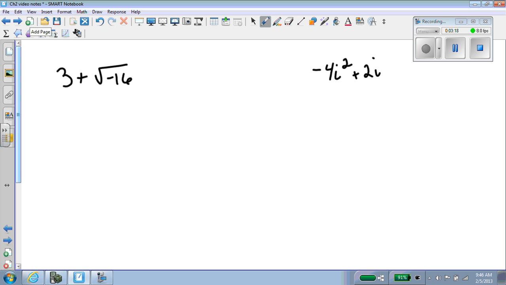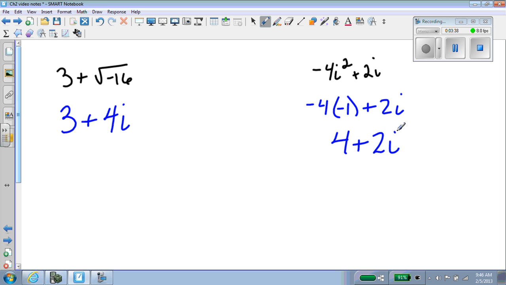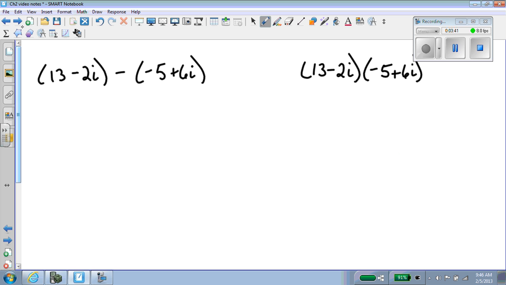Okay, so let's work some problems. The directions might say simplify. So this would be 3 plus square root of -16, so 4i. This would be -4 times i squared, which is -1, plus 2i. So that would be 4 plus 2i. To subtract, I add the opposite. And then I put like terms together. So real to real, 18. Imaginary to imaginary, -8i.